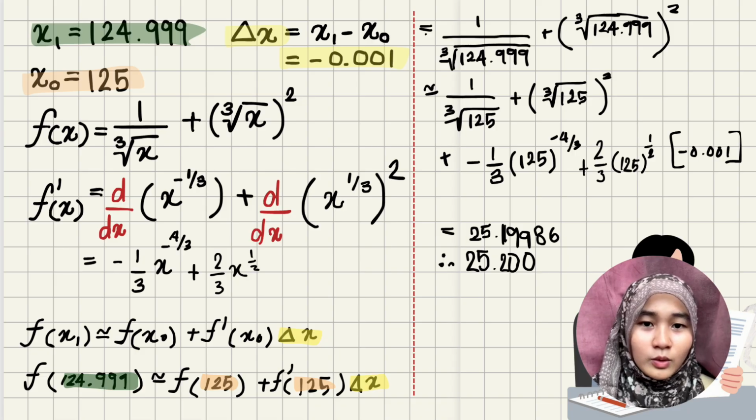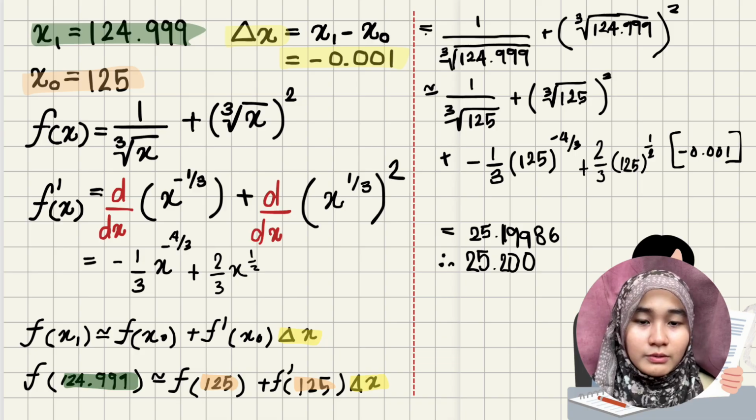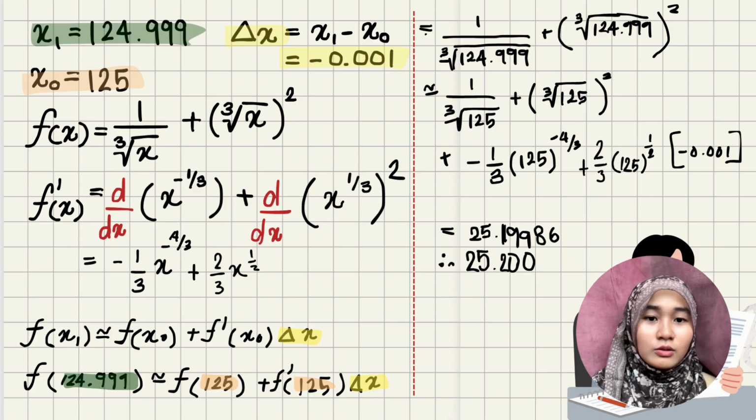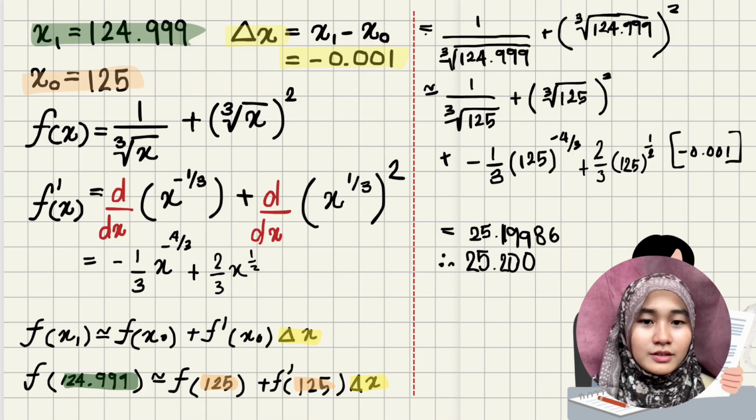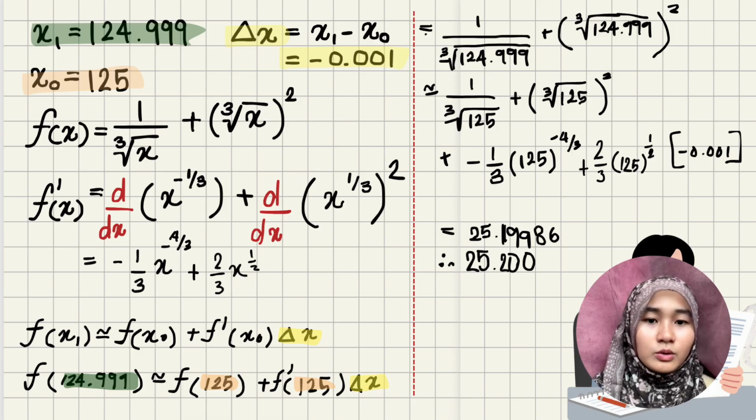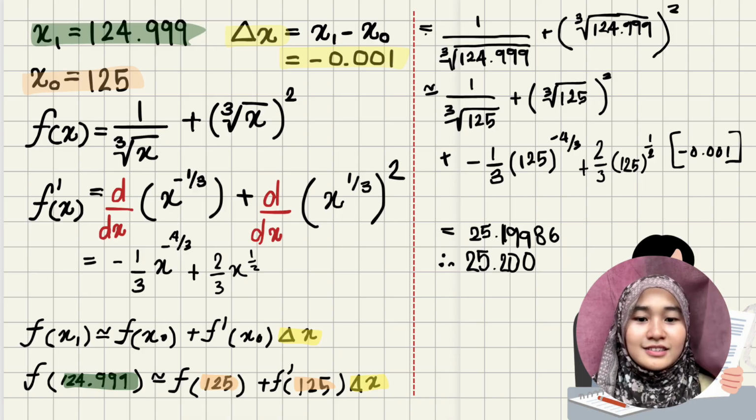approximately 1 over cube root of 125 plus cube root of 125 to the power of 2, plus negative 1 over 3 times 125 to the power of negative 4 over 3 plus 2 over 3 times 125 to the power of negative 1 over 3, and times it with negative 0.001. We'll get 25.19986. We put it in correct three decimal places and we'll get 25.200 as our final answer.